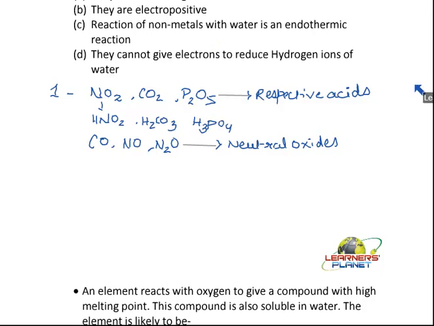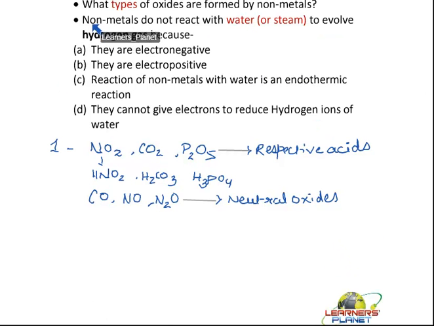And what type of oxides are formed by metals? They are basic oxides and amphoteric oxides, that is, they have acidic as well as basic nature. Now let's move to our next question.